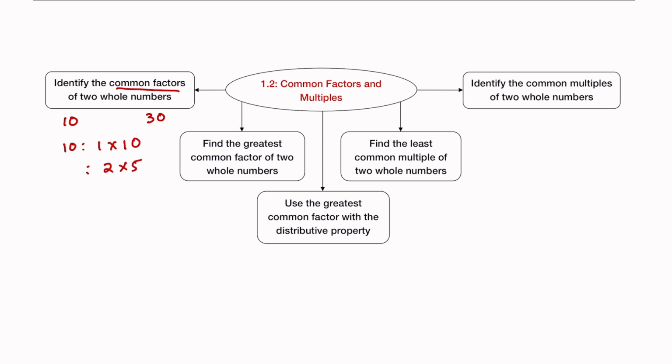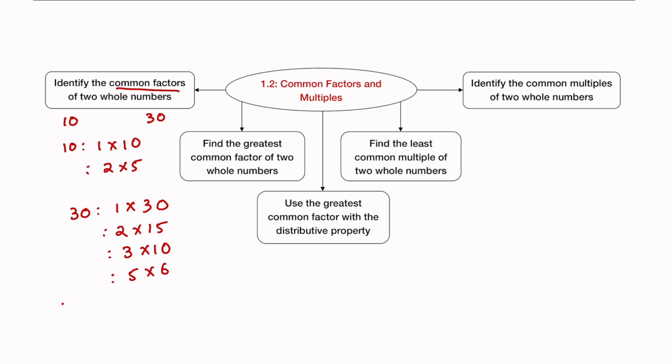And let's take the next number. That's 30. 30 is 1 times 30. It is also 2 times 15. Also 3 times 10. It is also 5 times 6. There's no more way to express 30. These are the 4 ways that we could express 30.